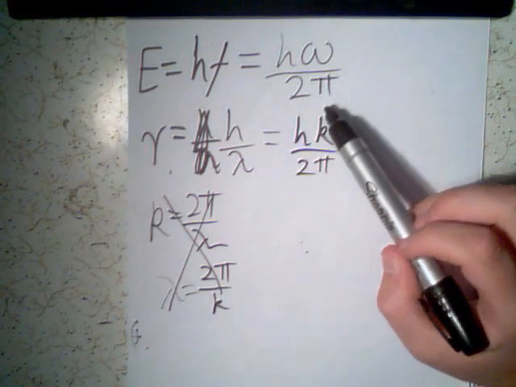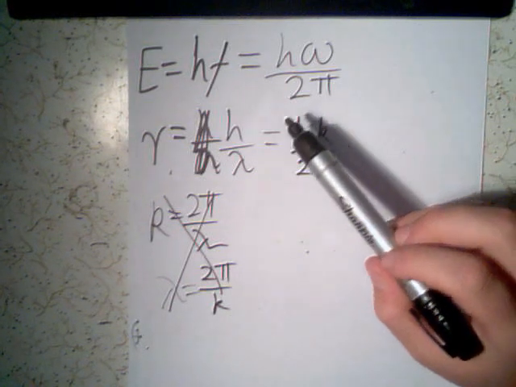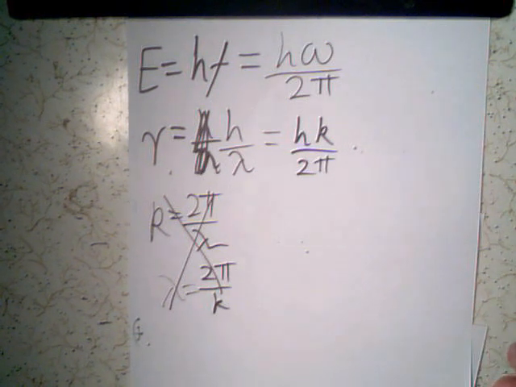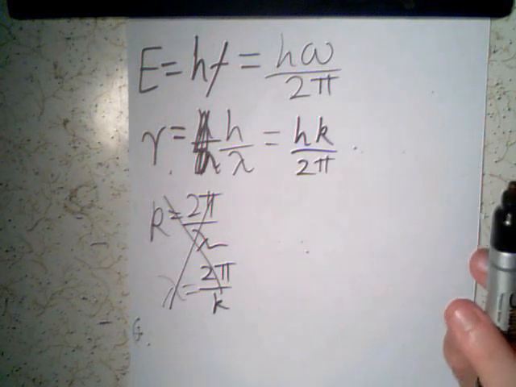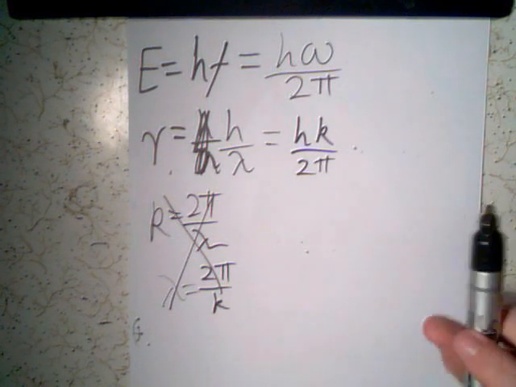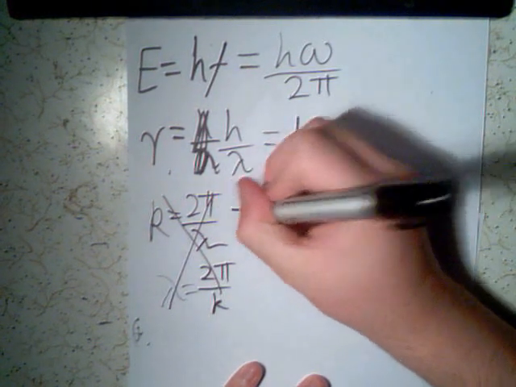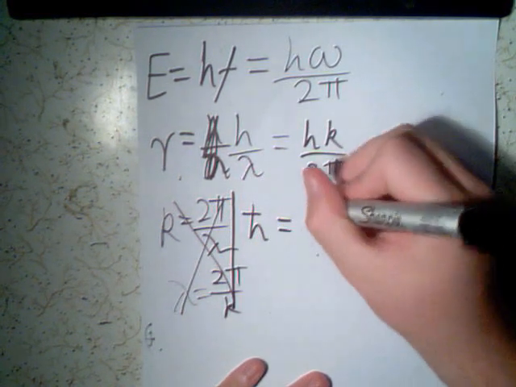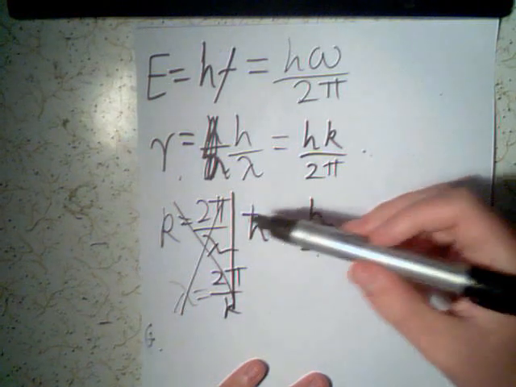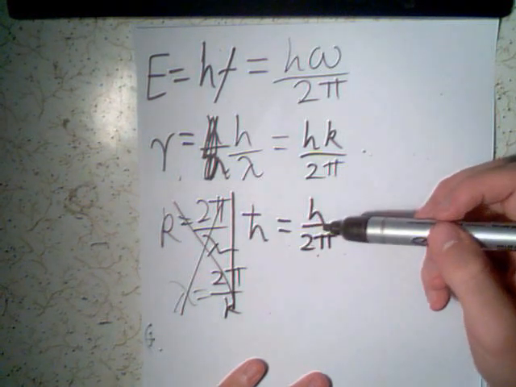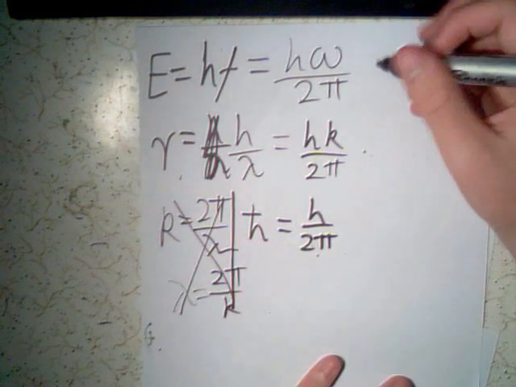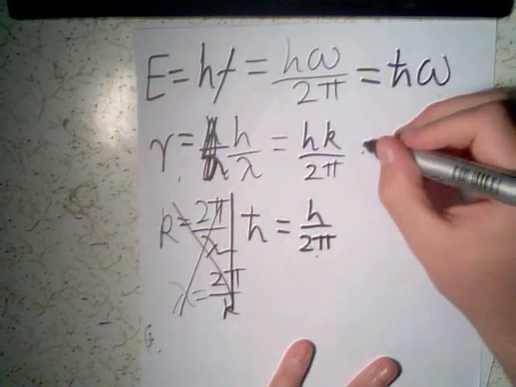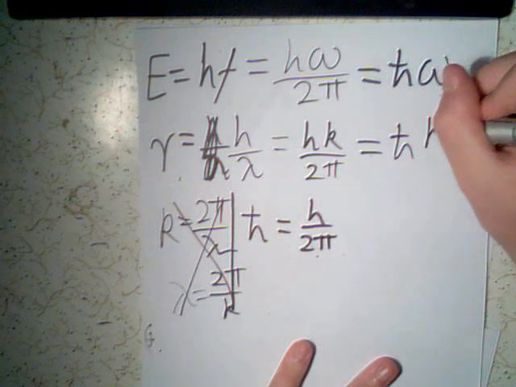Luckily for us, we have a special way of simplifying this. The fact is that h on 2 pi comes up so often after the development of the Schrodinger equation and a bunch of other stuff that physicists decided to get rid of the 2 pi factor and say, look, let's have a reduced Planck's constant, h with a bar, h bar, that is equal to h on 2 pi, and let this h bar absorb the 1 on 2 pi into it. So now, instead of h omega on 2 pi, we can just say h bar omega. And instead of hk on 2 pi, we can just say h bar k.